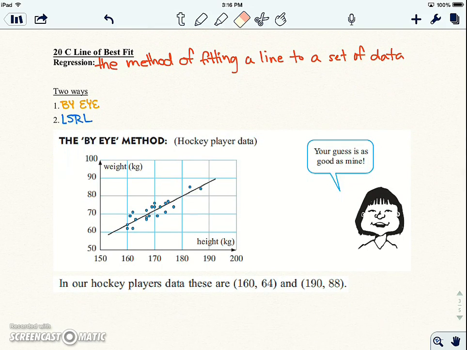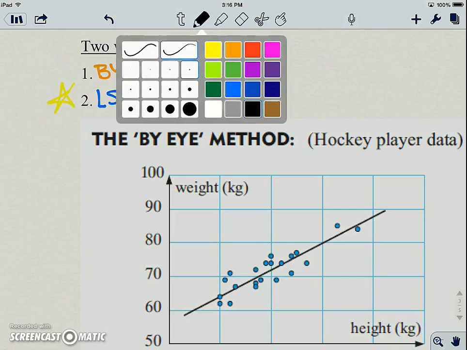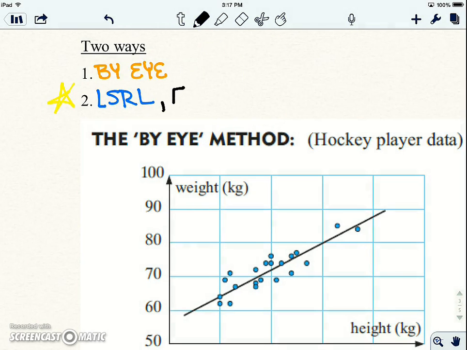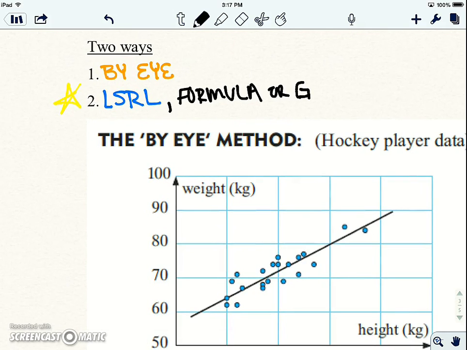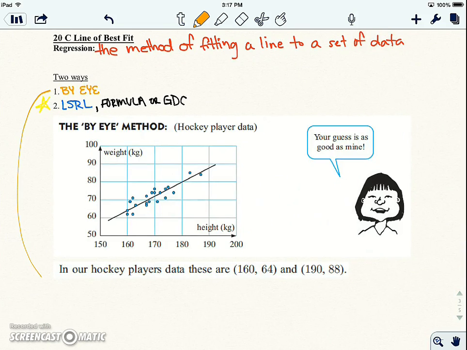We're skipping 20b, and we'll go back to that, and we're going to talk about 20c and regression. Regression is the method of fitting a line to a set of data, and there are two ways to do it. One by eye, and one LSRL, least square regression line. And this is the perfect way. We can do it with a formula, and there's several of them. We'll use the formula later, after today, with a graphing display calculator, because nobody would want to do it by hand if there were lots of points. But for right now, we're going to talk about doing it by eye.